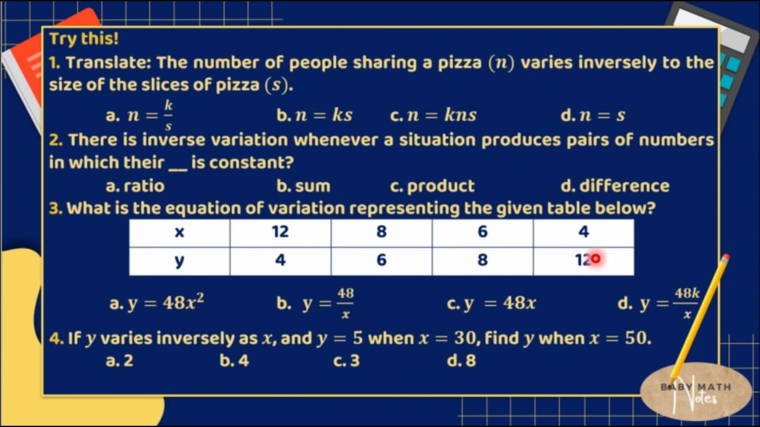Okay, let's try this. Number 1, the answer is letter A. Number 2, the answer is letter C. Number 3, the answer is letter B. And number 4, the answer is letter C.